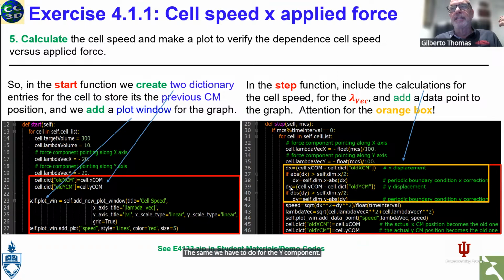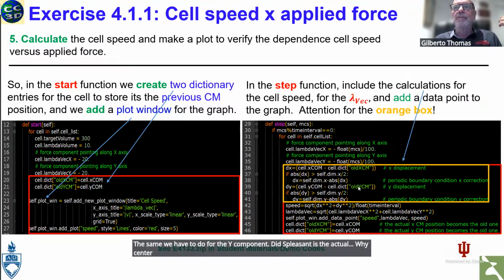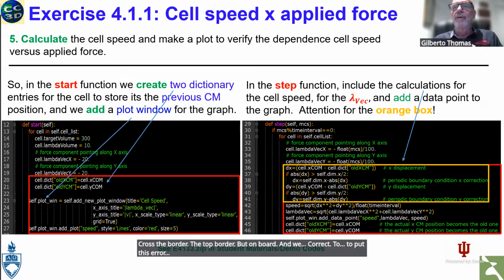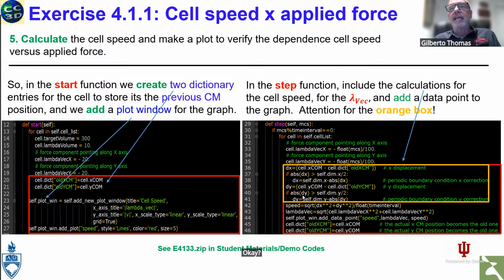The displacement is the actual y center of mass minus the old one. And again, we have to test if this displacement crosses the border, the top or the bottom border. And we correct to put the cell inside our original grid. Okay? Once you have made this test, we go to the red frame here, where you calculate the speed.